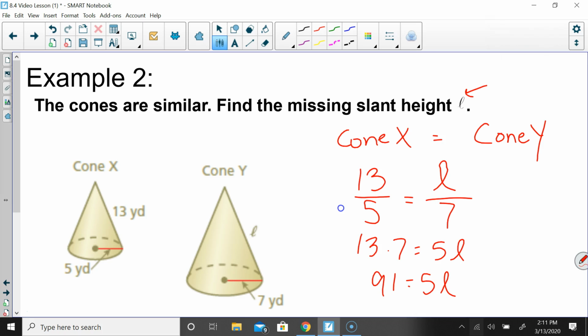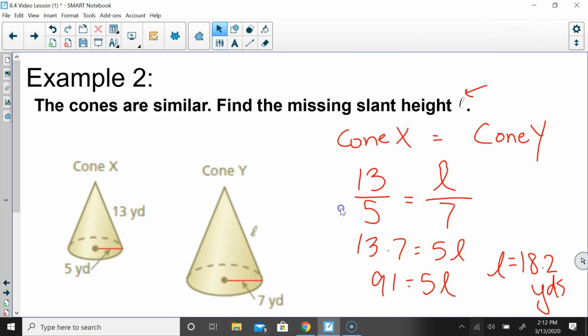Divide by 5 on both sides, and you will get that slant height is exactly, I believe it's 18.2. Yes, 18 2/10 yards. Don't forget your units. Okay, next.